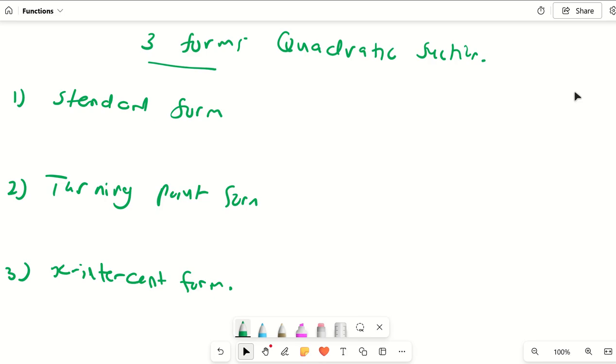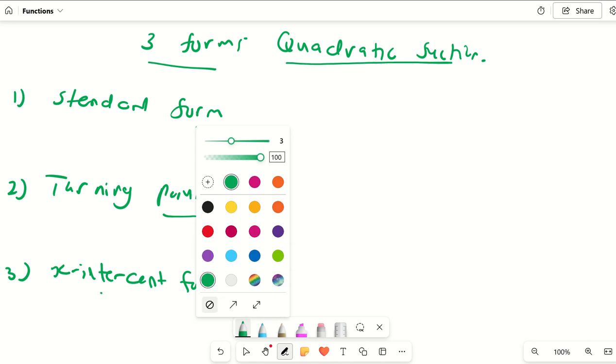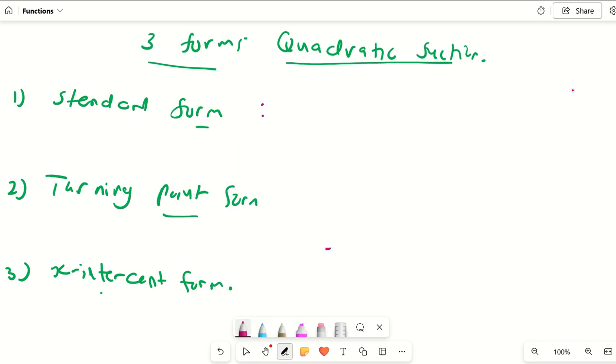We are able to do that. Similarly, the quadratic function has 3 ways in which we could describe it, or 3 forms in which we could put it. The first one being the standard form, then the turning point form, or the x-intercept form. I'm just going to quickly touch on each one of them and compare them quickly. The standard form says you are able to express the function as ax squared plus bx plus c.